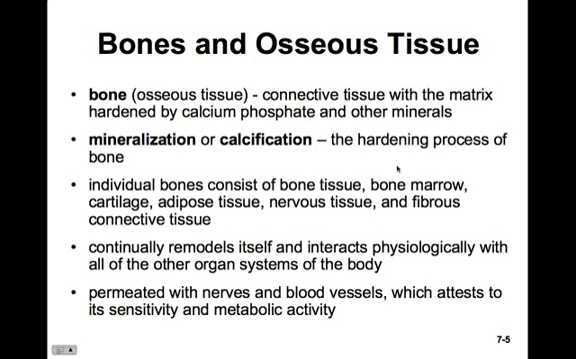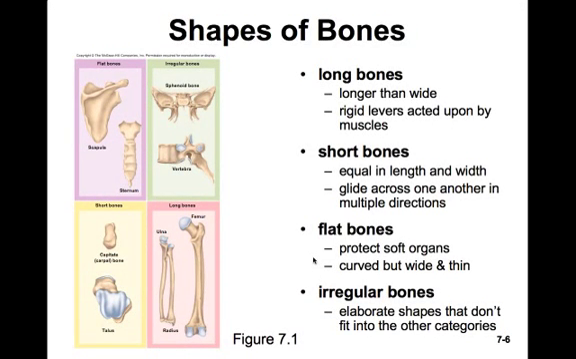If you've ever broken a bone, you'll know that they're permeated with nerves and blood vessels, and that's important if they're to be involved in our metabolic activities. So bones come in several different classical shapes. There are the long bones, which are the bones of our limbs. They're longer than they are wide, and they make rigid levers that are acted upon by the muscles to create most of the movement in our skeleton. The femur is a great example. It's the longest bone. The radius and ulna of the forearm are also long bones.